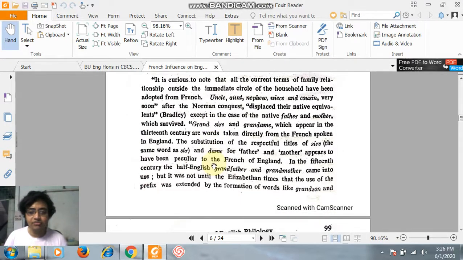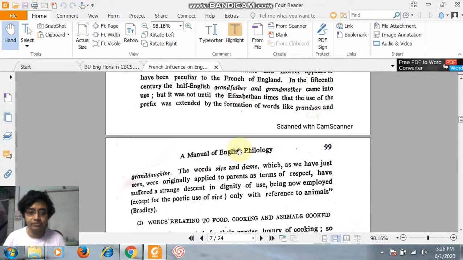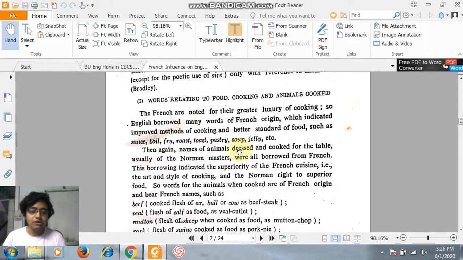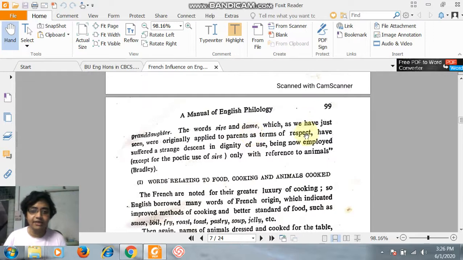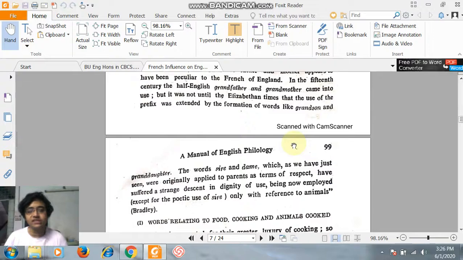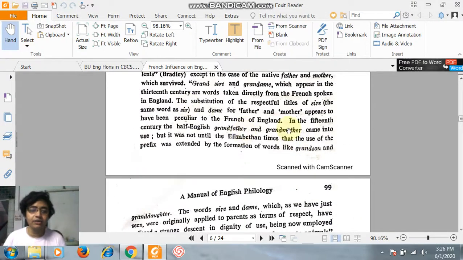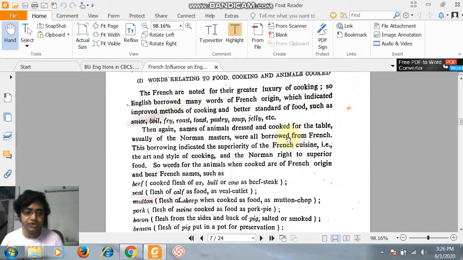Except in the case of father and mother, which were Old English in nature and survived, apart from that, in fact, grandfather and grandmother is actually half English because it has been derived from the French words grand sire and grand dame. So we can see that words like sire and dame, which as we have just seen were originally applied to the parents as terms of respect. So in this way, grandfather and grandmother in fact is half French in nature.